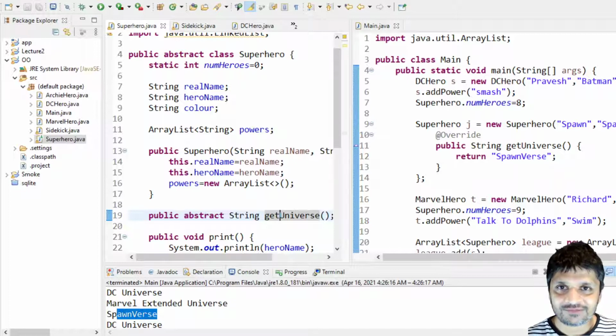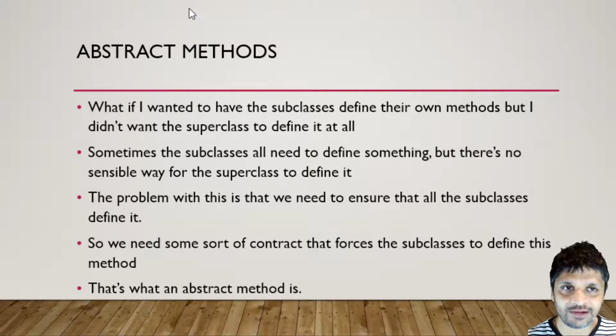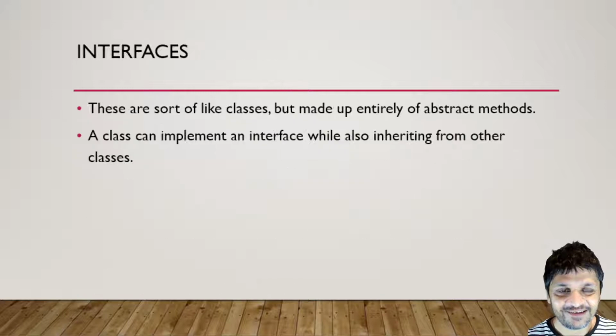Okay, I realized that was a bit of a complex one. We're getting close to done though, so if you're still with me, good work. Okay, and the last thing I want to talk about is interfaces. Interfaces are sort of like classes, but they're made up entirely of abstract methods. So what that allows us to do is define these contracts without defining a class.